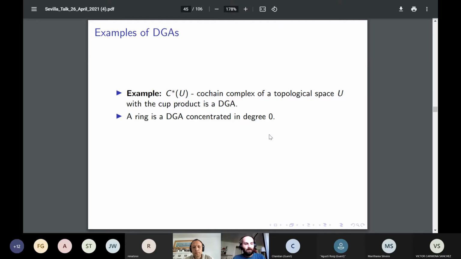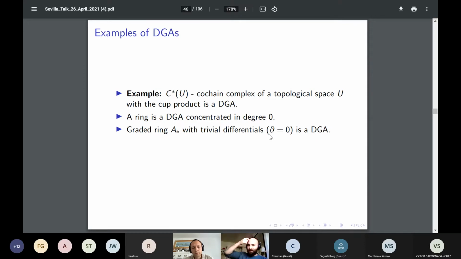Another example to think about is that if you take a ring, you can think about it as a chain complex that's concentrated in degree 0. Place it in degree 0 of a chain complex and then make everything else trivial. Then that's also a DGA in a canonical way. So in that sense, DGAs generalize rings too, just like ring spectra.